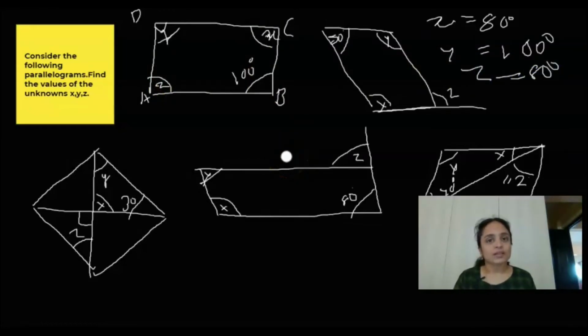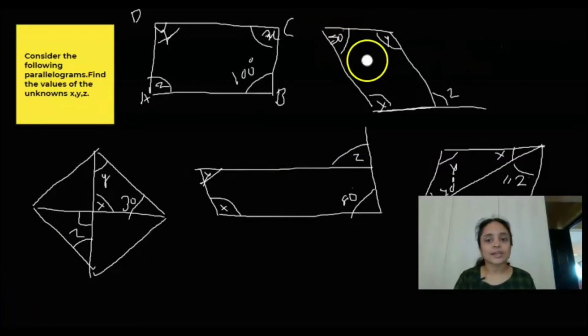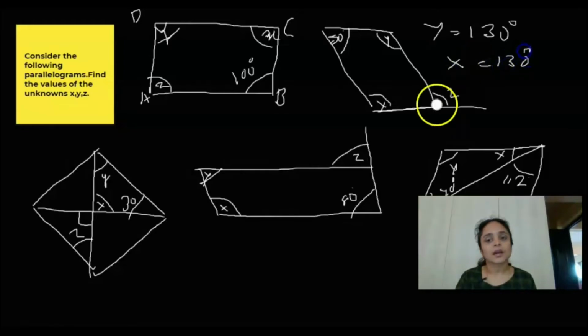Now let us find the values of x, y and z in the second figure. Here this is equal to 50 degrees. Given that this is a parallelogram, y will be equal to 180 minus 50, which is equal to 130 degrees, and x equals 50 degrees. Now this angle is equal to 180 minus 130, that is 50 degrees, and this is a linear pair. This is a line, right? So the full angle will be 180 degrees. So z is equal to 180 minus 50, which is equal to 130 degrees.